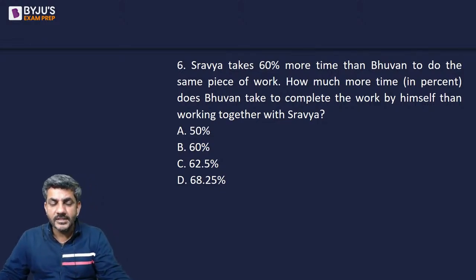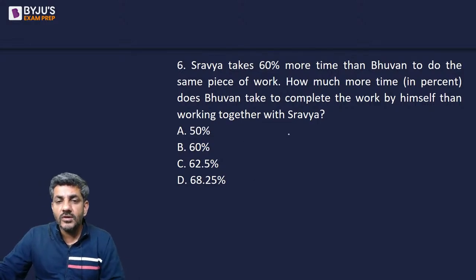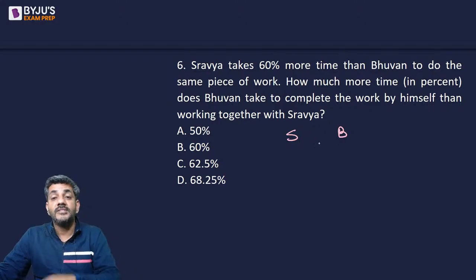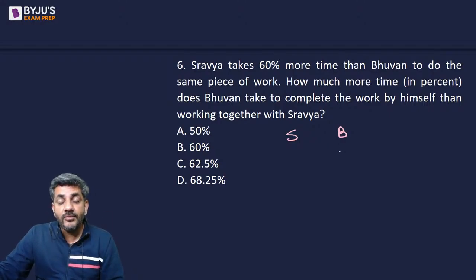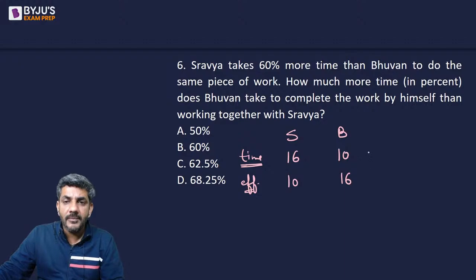It's a simple ratio based question, I would say. The question says Sravya takes 60% more time than Bhuvan to do the same piece of work. That means if Bhuvan is taking 10 hours to do a job, or 10 days, Sravya is taking 16. So this is the ratio of time taken by Sravya and Bhuvan. So can I say that the ratio of their efficiency would be 10 is to 16? Ratio of efficiency is inverse of the ratio of time taken.